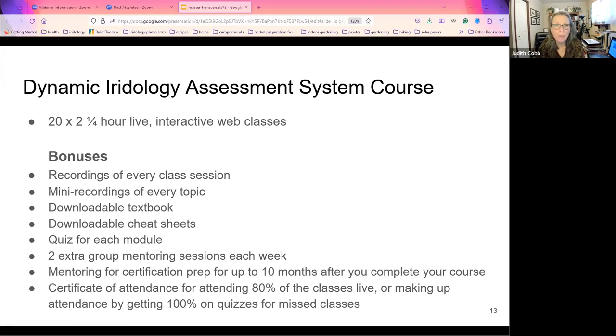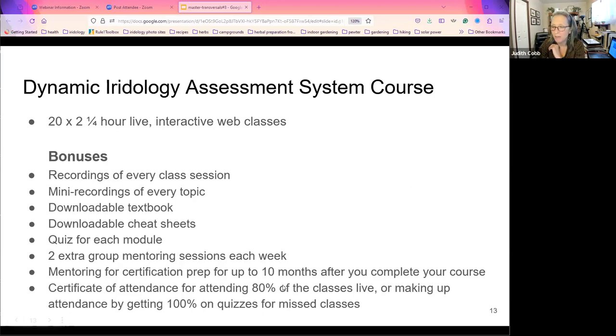Mentoring for certification preparation, certification with IPA. I don't certify you. I don't think it's necessarily ethical for a teacher to certify their own students, right? I think it's better if a student is certified through another organization. And so I mentor you for certification through IPA for up to 10 months after you complete your course. Most of my students can complete certification in 4 to 5 months. And I issue a certificate of attendance.